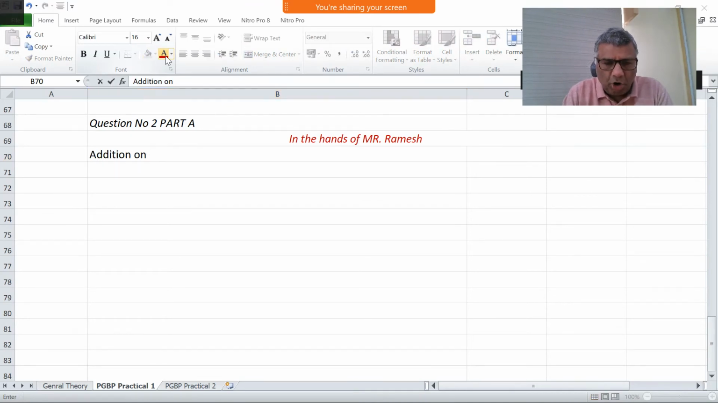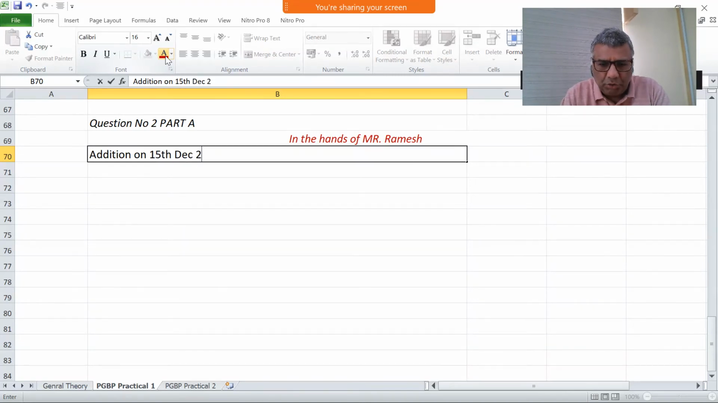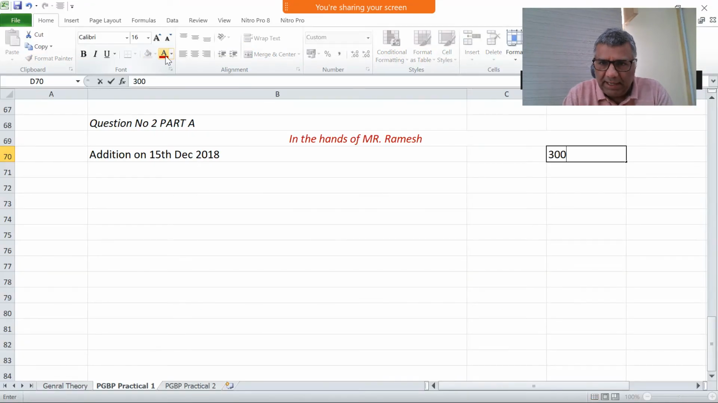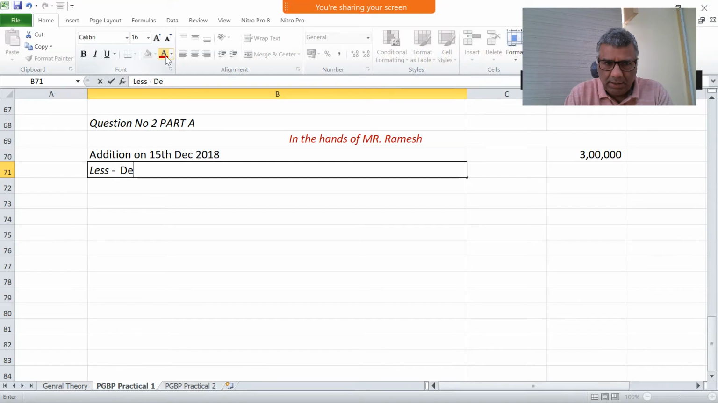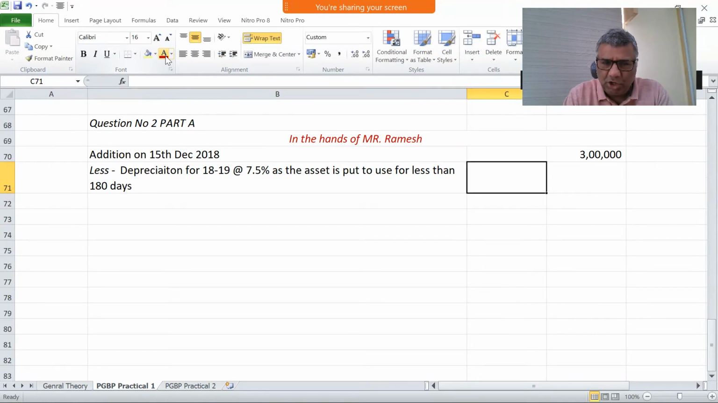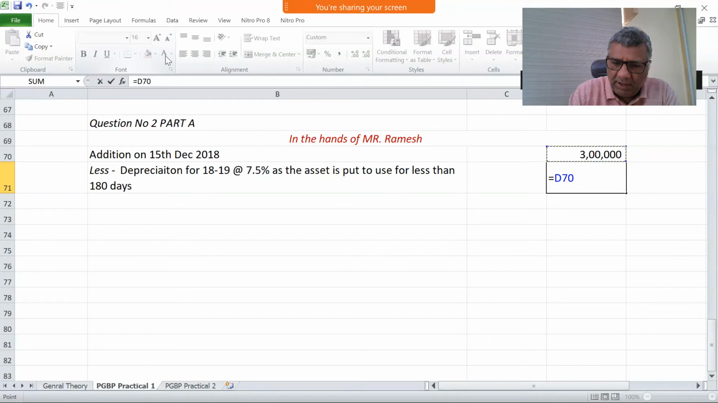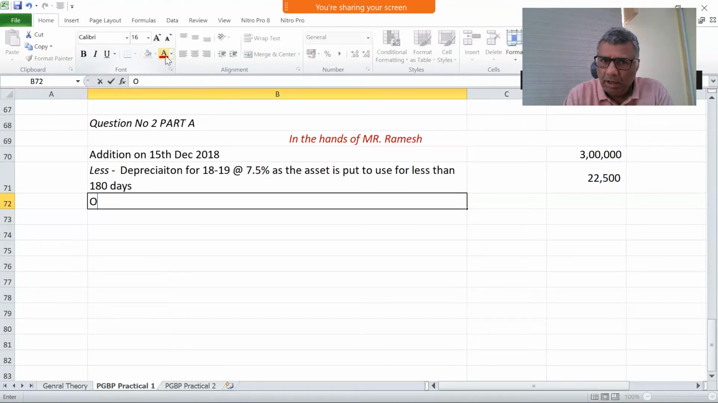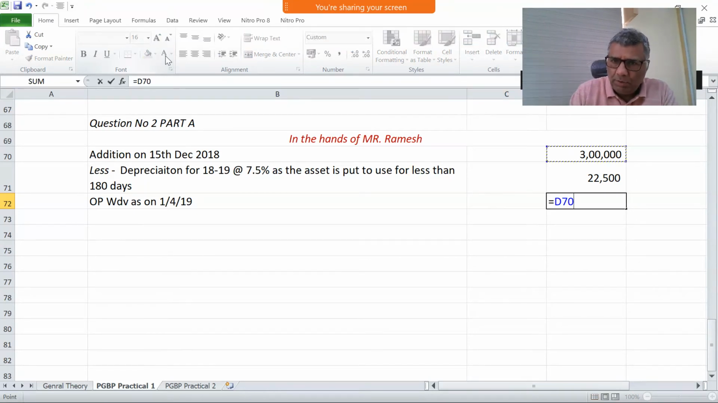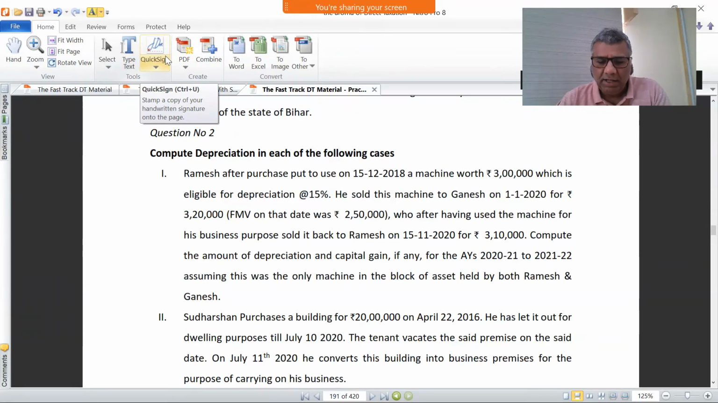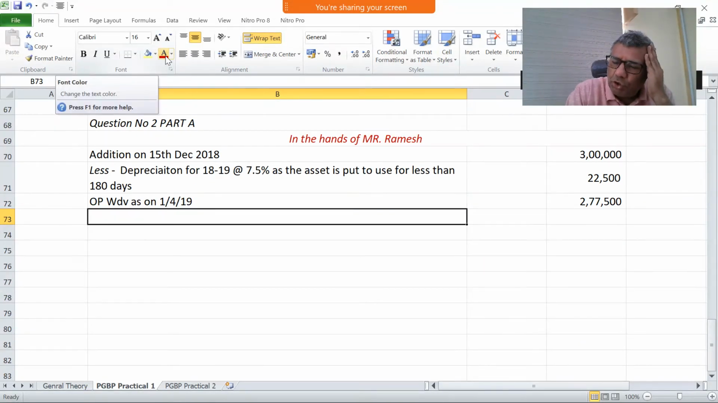Addition on 15th December 2018, 3 lakhs, less depreciation for 18/19 at 7.5%, as the asset is put to use for less than 180 days, because it is purchased on 15th December 2018, into 7.5%. Opening WDV as on 1/4/19 is 277,500. So 1/4/2019, 277,500 opening WDV.